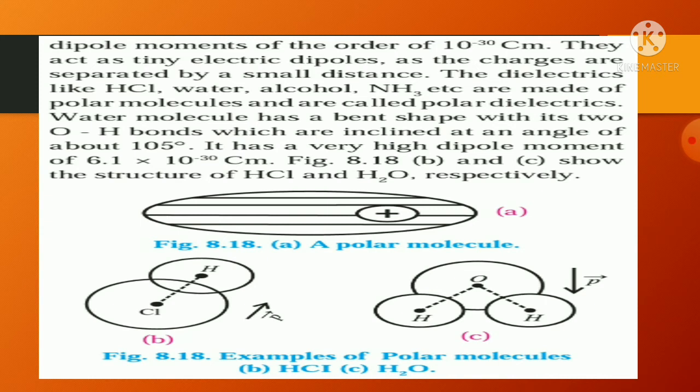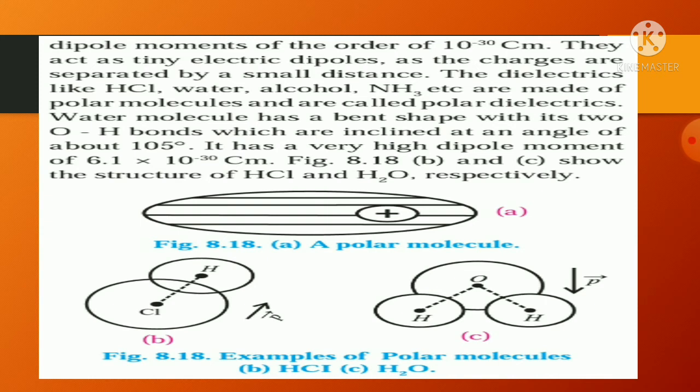Then the third point is the examples of polar molecules: the HCl molecule, the water molecule, that is H2O, then alcohol molecules, that is ethyl alcohol, methyl alcohol, etc., then NH3, the ammonia molecule, etc. These are the examples of polar molecules.